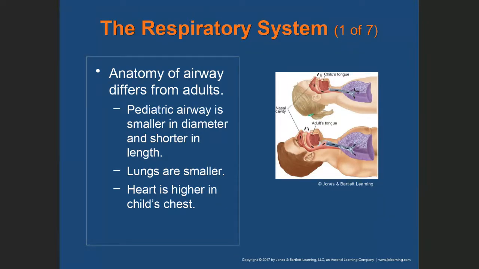So anatomy of the airway differs from adults. The pediatric airway is much smaller in its diameter, it's shorter in length. The epiglottis is bigger. Their air passage is very narrow. Their lungs are smaller. Their heart is higher in the chest. Now, based on the differences in their airway, or respiratory system, it puts them at a high risk for airway obstruction, especially the younger pediatric population.